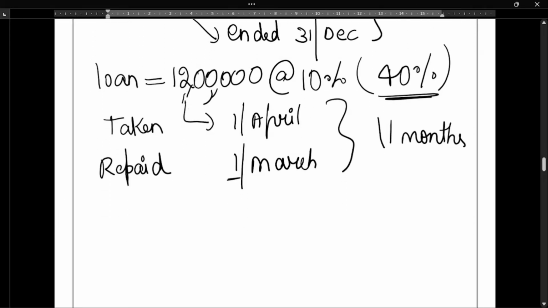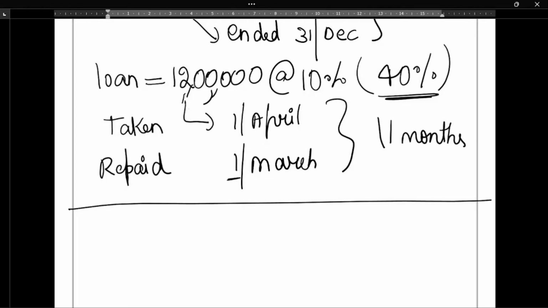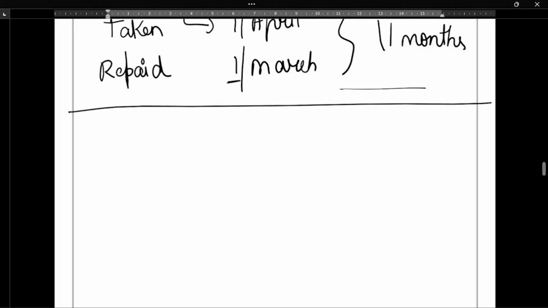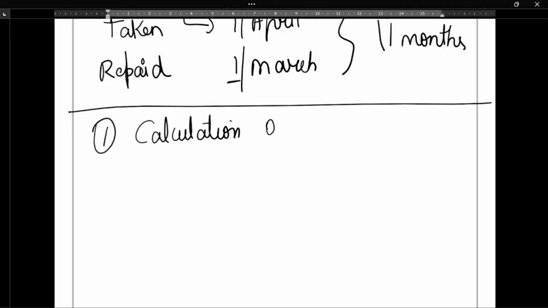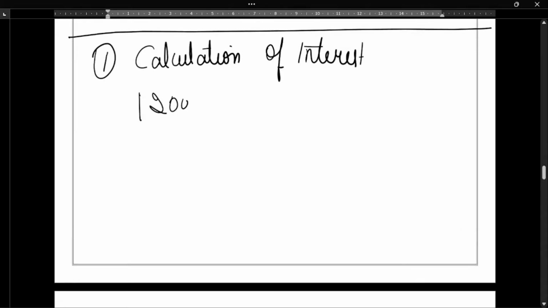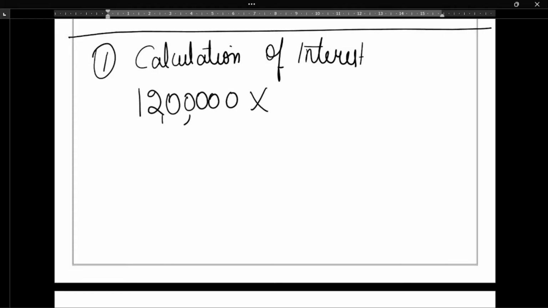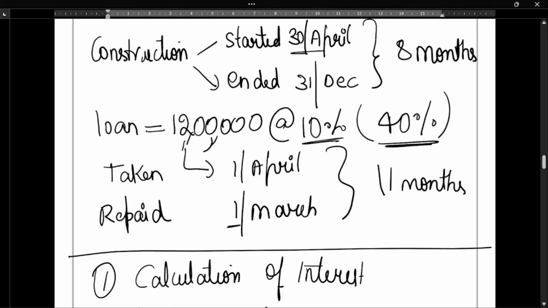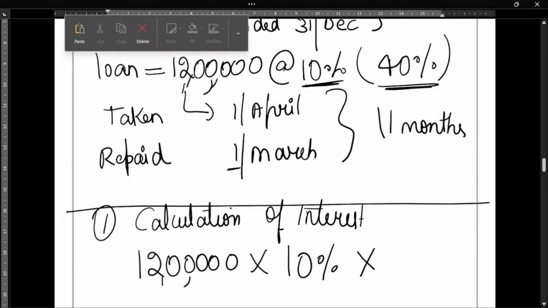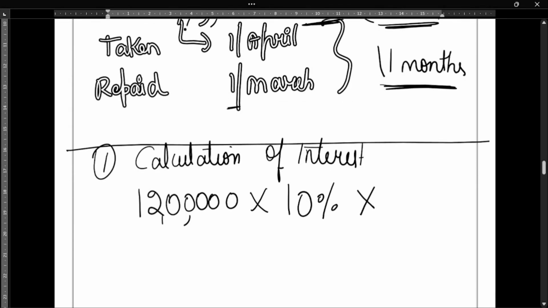Now let us try to calculate. First, what have they asked? To find the borrowing cost capitalized and the total value of the asset. So the first step is the calculation of interest. What is the amount of loan taken? 12 lakh rupees, into the rate of interest, which is 10%. But the loan was taken only for 11 months, not 12 months.